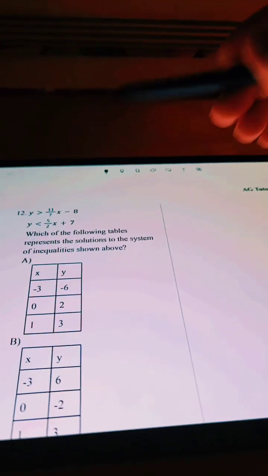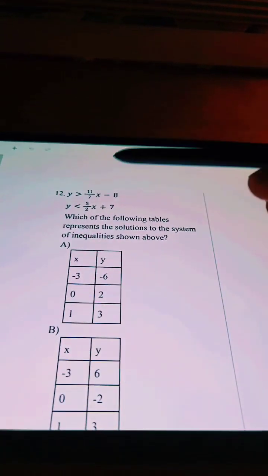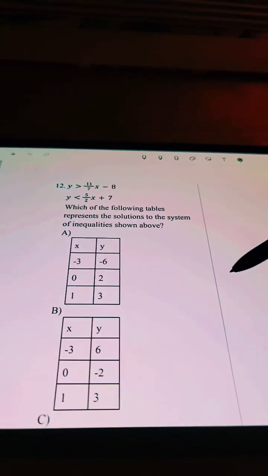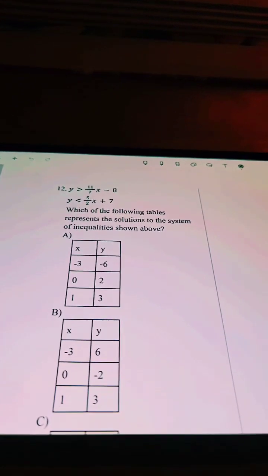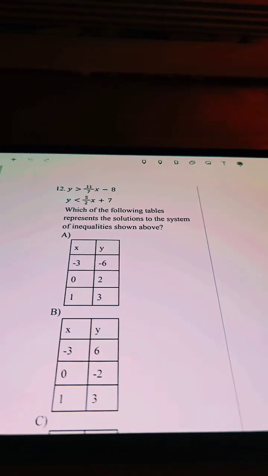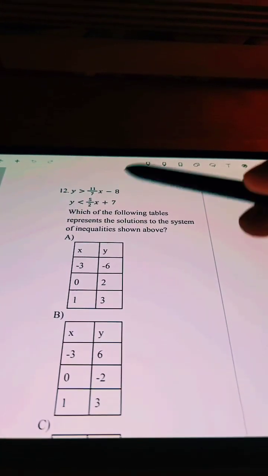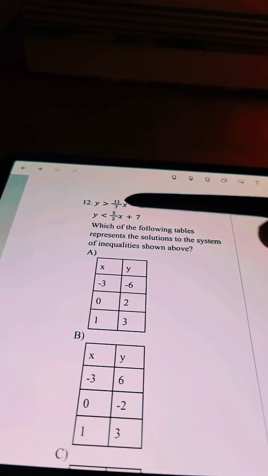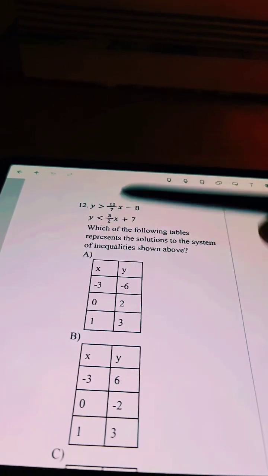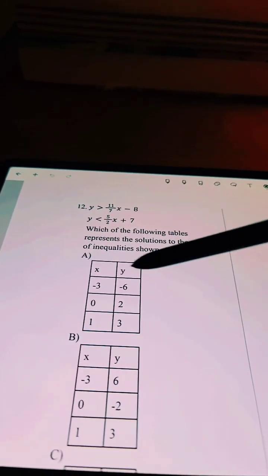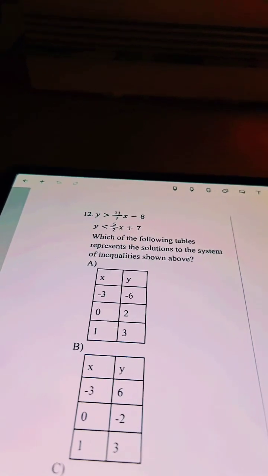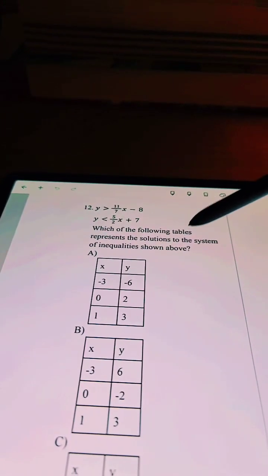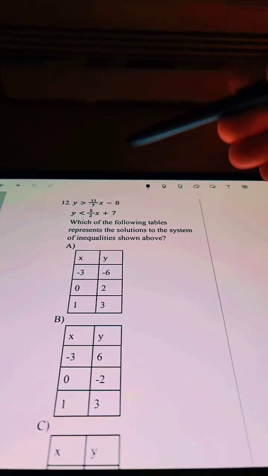So let's go to number 12 now. We have this system of inequalities, and we want to know which of the following tables represents the solution to the system of inequalities. Just like when you were learning about linear equations and you had XY tables, when you did the whole graphing in pre-algebra and algebra, it's a similar concept, just with inequalities. You're going to plug in X values into both of these and see if what you get matches what you have in these tables.